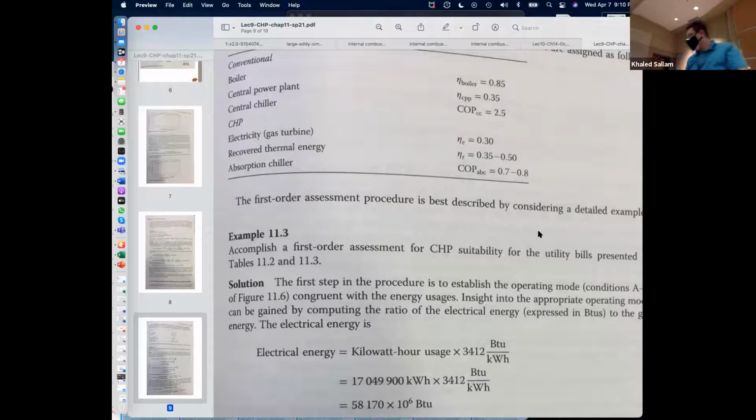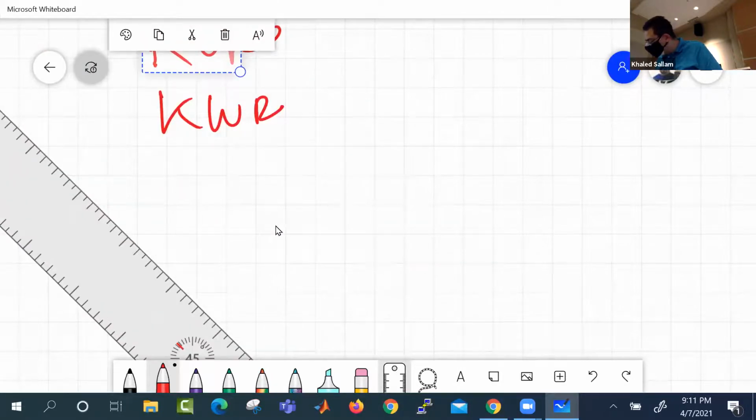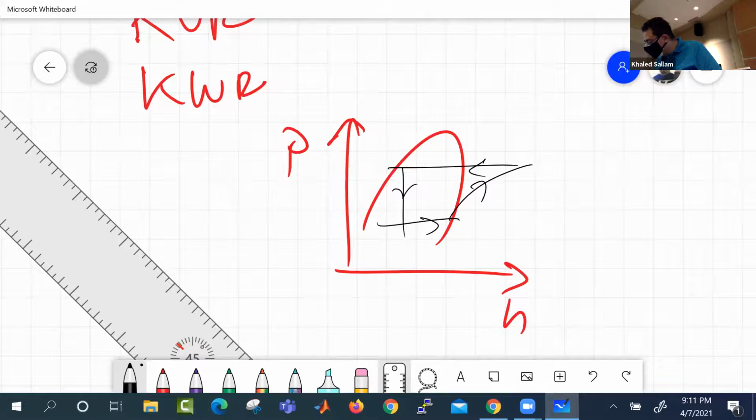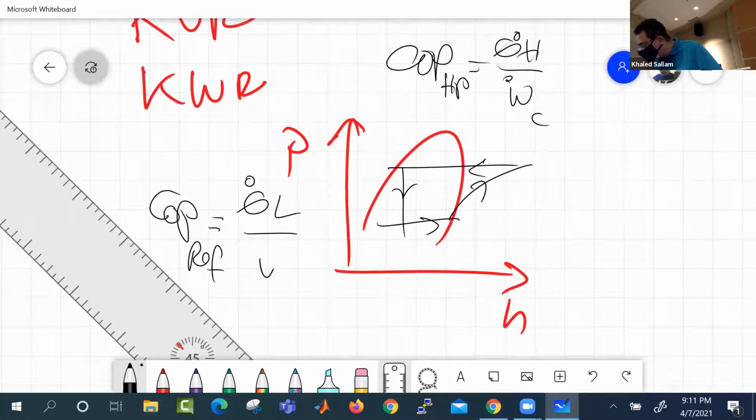So notice how the COP of a heat pump is different from the COP of a chiller or refrigerator. Why? I mean, they are running on the same cycle. This is a P-h diagram, and the cycle would be this. But while the COP of a heat pump is Q dot H over W, and that's always 1 or more, it has to be 1 or more for a heat pump, the COP of a refrigerator or a chiller is Q dot L over W_C. And this is not guaranteed to be 1.